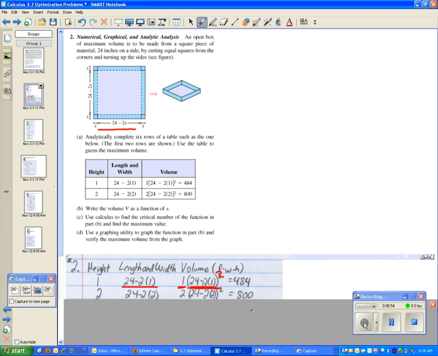Make sense? Then when the height is 2, you take the 24 inches and you're cutting off 2 inches at each end, so it's 2 times 2 that you're subtracting to get the length and the width. Then the volume is the height of 2, times 24 minus 2 times 2, squared. That's the length times the width, squared. You with me? So what's the third line going to look like? Write down your third line.